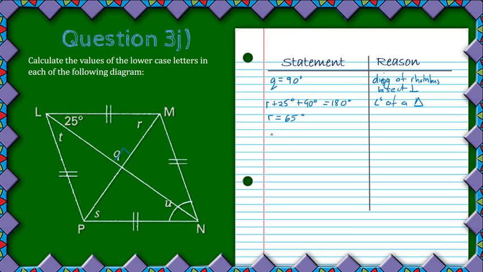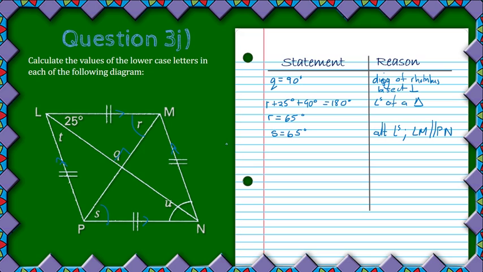Okay, now next, what do we also know about a rhombus is the opposite sides are also parallel. So if I want to find S, then S will be an alternate angle to R. So that means that they are equal. So that means that S is also equal to 65 degrees, alternate angles. And the lines that are parallel are LM being parallel to PN.